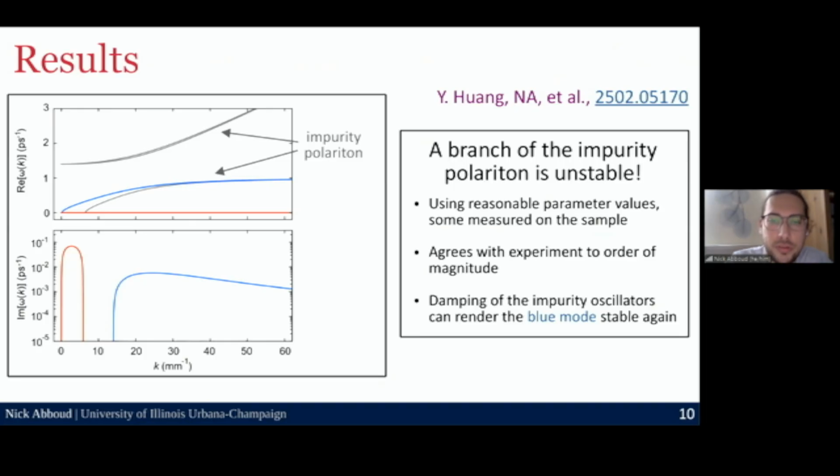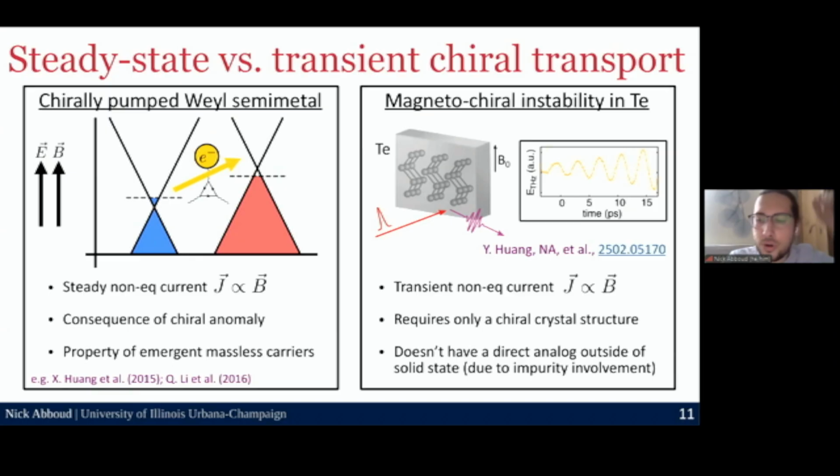Component of the terahertz radiation. Before I conclude, I just want to draw a few comparisons with the steady state chiral magnetic effect in Weyl semimetals. One obvious distinction is that this is a firmly transient effect. And I should point out that transient effects related to chiral phenomena in condensed matter are, I think, in the beginning stages, at least on the experimental side.